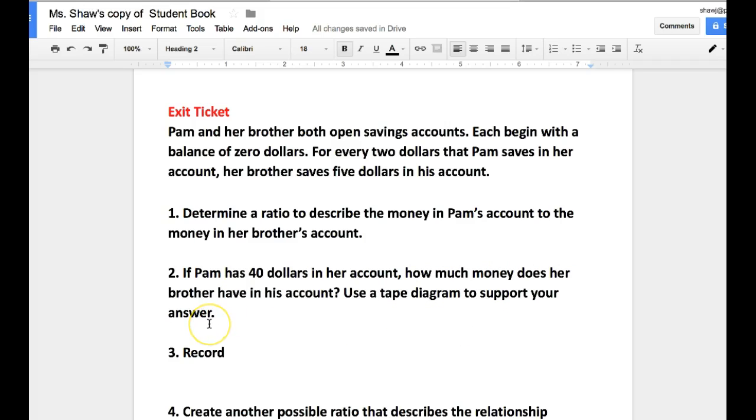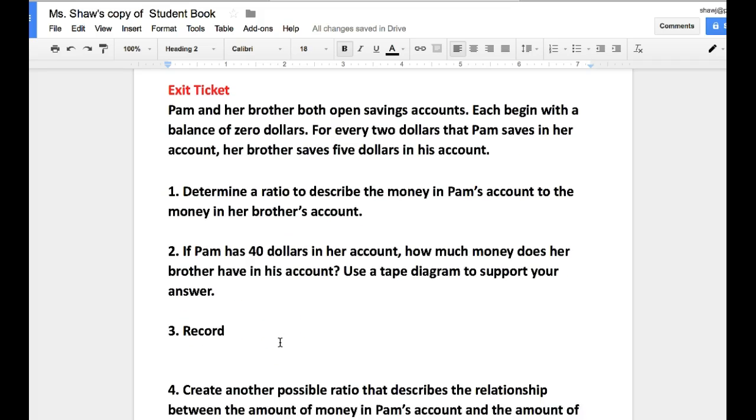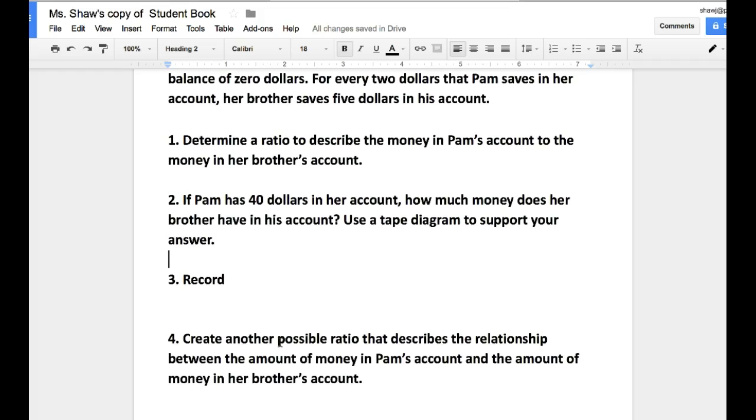Since you can't do a tape diagram on Edpuzzle, you will have to show Ms. Shaw that you did this using a tape diagram, as with the other papers that you did, either on your document or on paper. But you will be able to put an answer into Edpuzzle. Okay, number 3 asks you to record the equivalent ratio. What they're referring to is the ratio that you came up with in number 2 from your tape diagram. What is that ratio in number 3? That ratio is equivalent to the one in number 1, if you did it correctly.